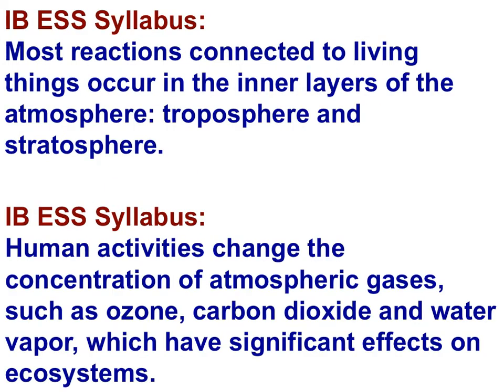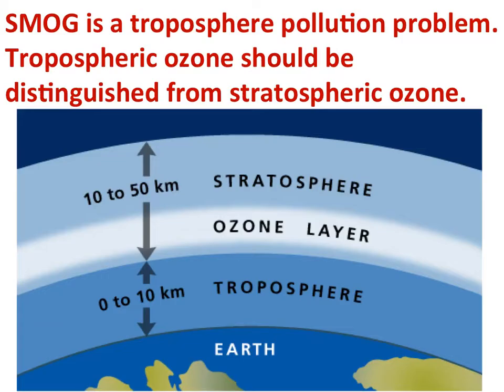Here are two IB syllabus statements that I've covered before but have relevance here. Most reactions connected to living things occur in the inner layers of the atmosphere, the troposphere and the stratosphere. Human activities change the concentration of atmospheric gases, such as ozone, carbon dioxide, and water vapor, which have significant effects on ecosystems. Smog is a troposphere pollution problem.